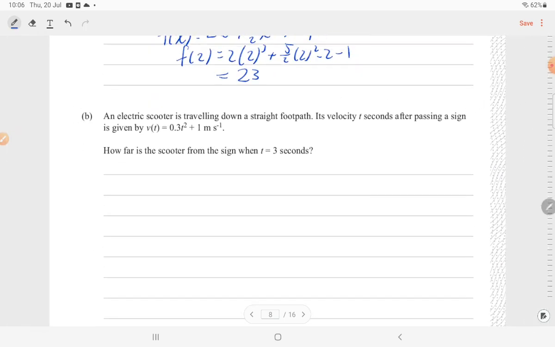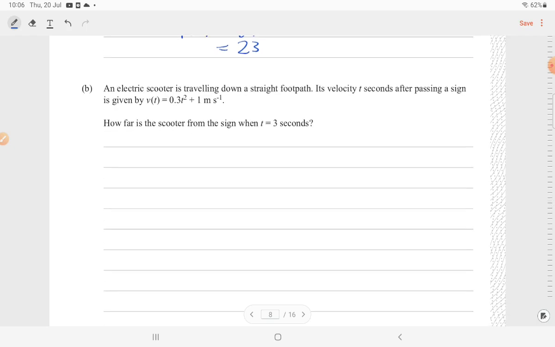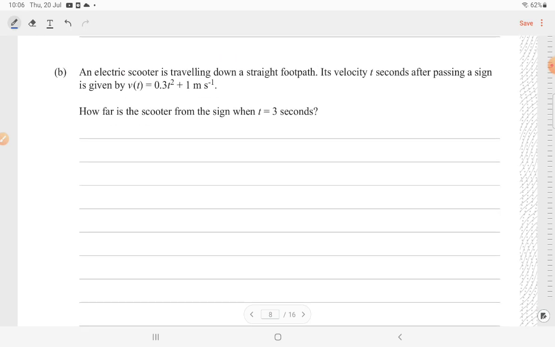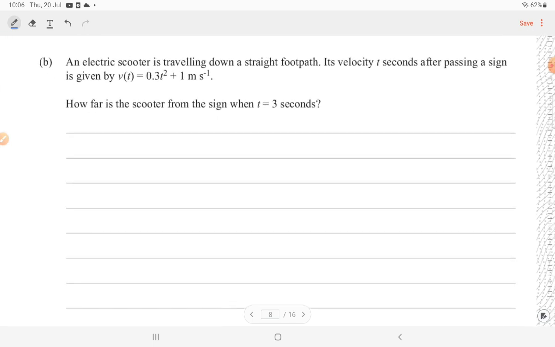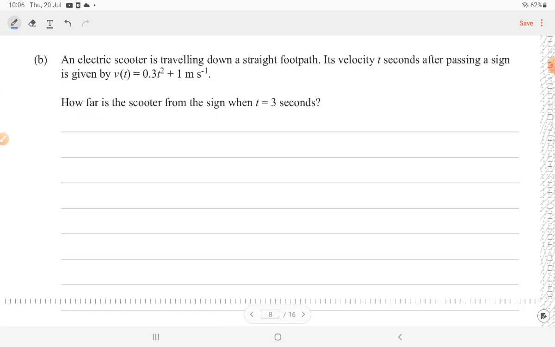An electric scooter is traveling down a straight footpath. Its velocity t seconds after passing a sign is given by v of t equals 0.3 t squared plus 1 meters per second. How far is the scooter from the sign when t is equal to 3 seconds? So we need to integrate this function.